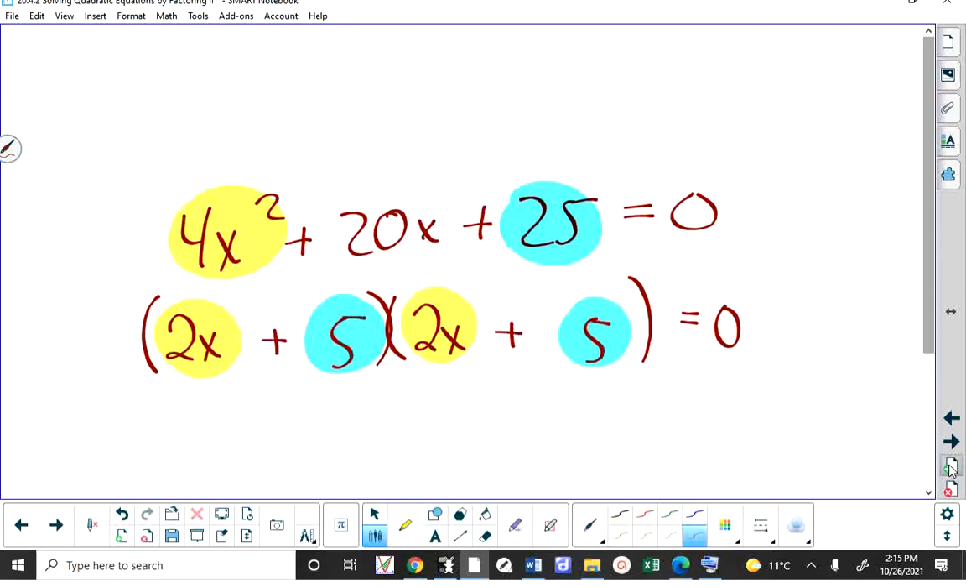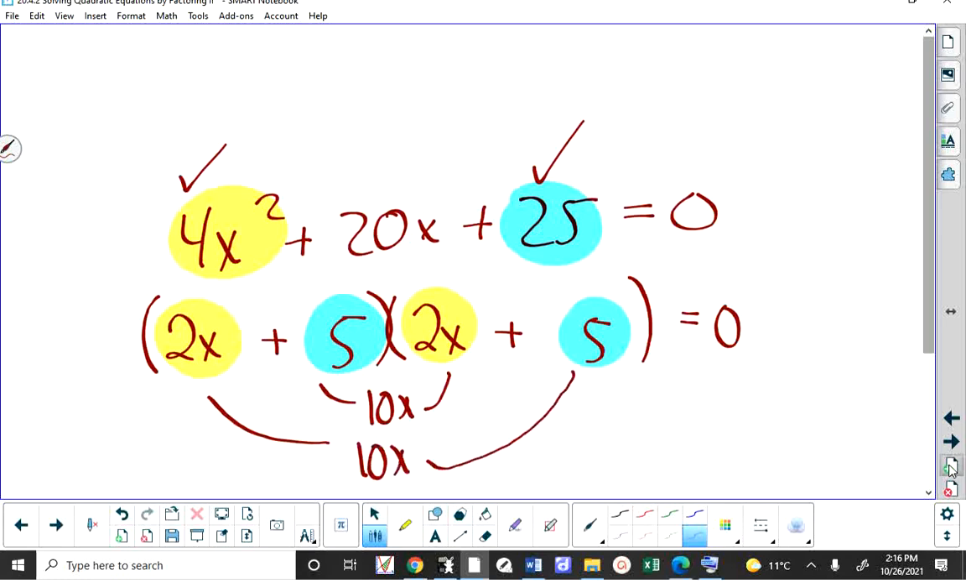And if I FOIL this out, I'm not going to write this all down, but if I multiply 2x by 2x, I'll get 4x squared. If I multiply the 5 and the 5, I get 25. If I multiply my inner, I get 10x, and I multiply my outer and get 10x. That gives me 20x. Okay.